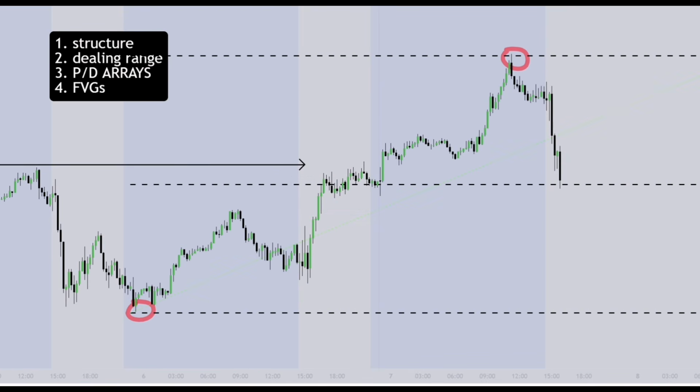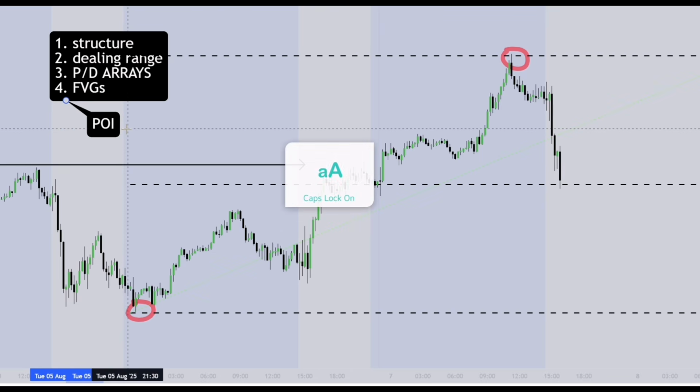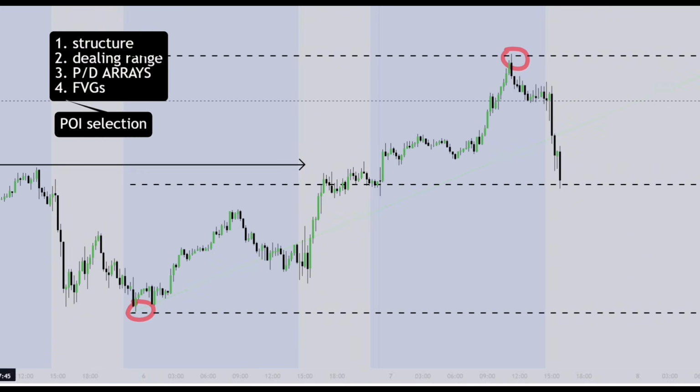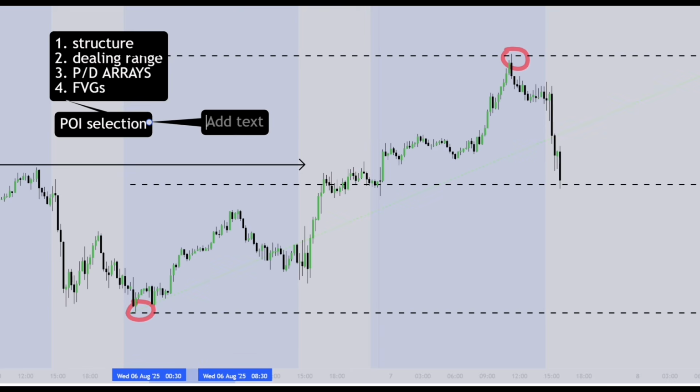By using the 4-pillar approach, what you've derived is POI selection. POI selection is the bread and butter to how I trade. You may have heard me talk about the triple X model. The POI selection is where to trade from. Then you need to know what to look for, which is basically buyers and sellers.